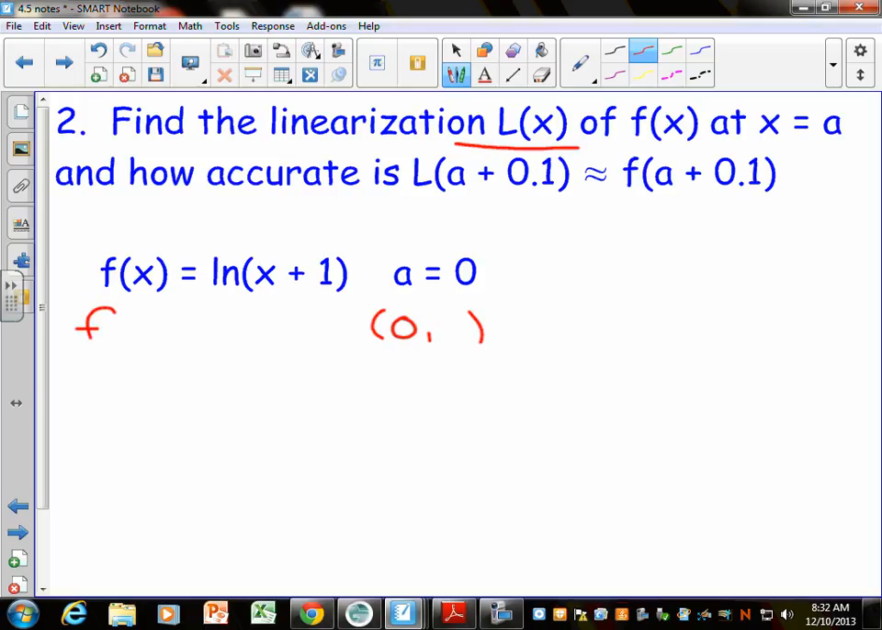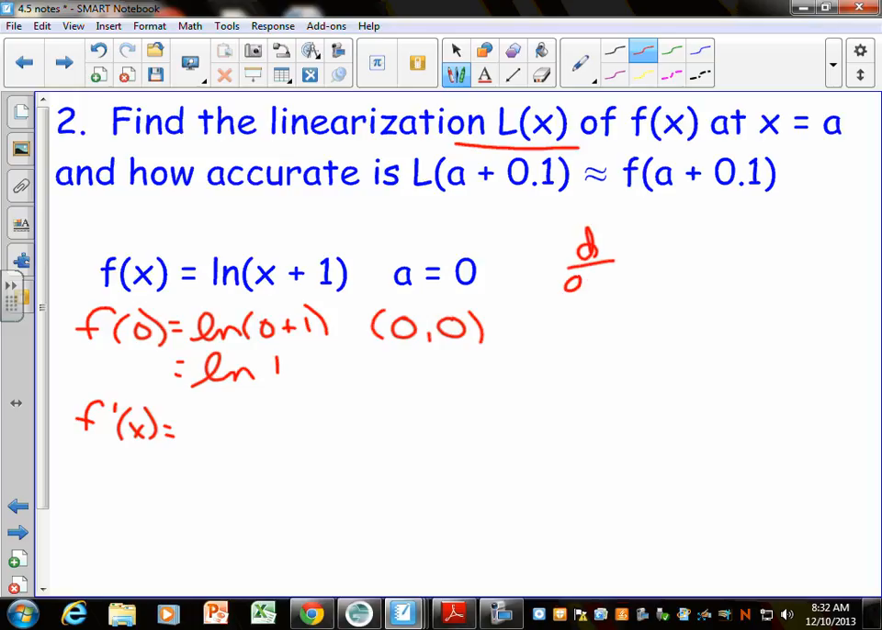We plug it in, so I can say f of 0 equals ln of 0 plus 1, which is ln of 1. What is ln of 1 without a calculator? 0. Right? We also need a slope, and how do we find slope in calculus? Derivative. So I'm going to find the derivative, and then I'm going to plug my point in. Oh, we haven't had derivatives of ln in a while. How do we find the derivative of ln? Yeah, remember the derivative of ln of u is u prime over u.